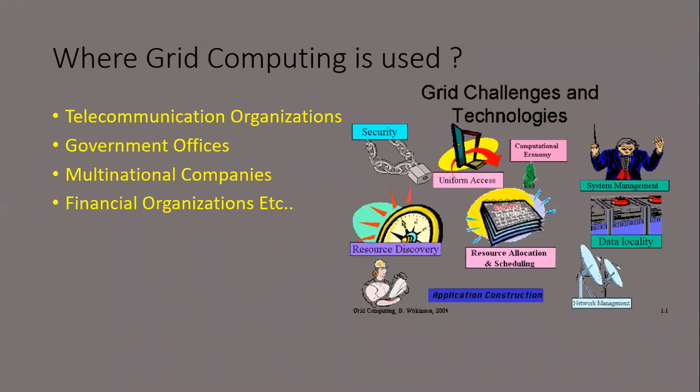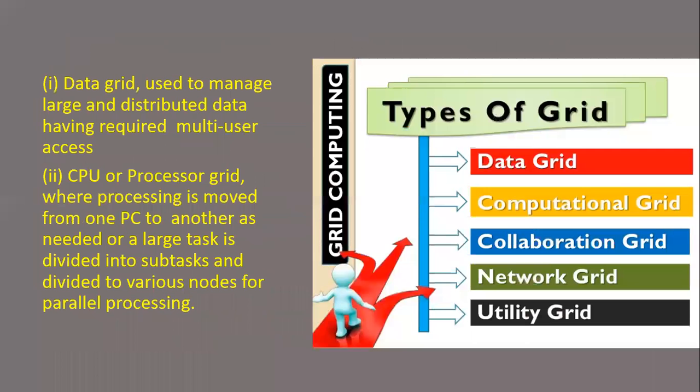Where is grid computing used? It's used in government offices, in telecom communications, multinational companies, financial organizations, etc. There are many types of grid computing. There is data grid, there is CPU or processor grid. Data grid is used to manage large and distributed data, which has multi-user access.